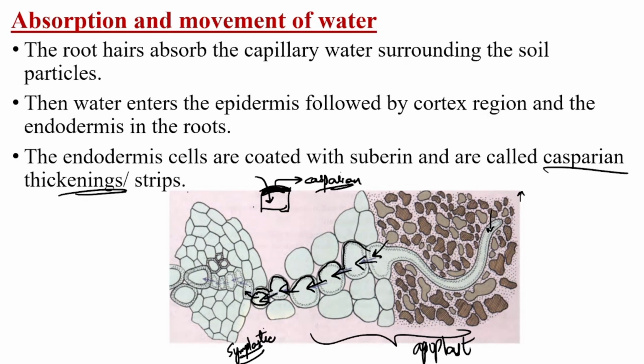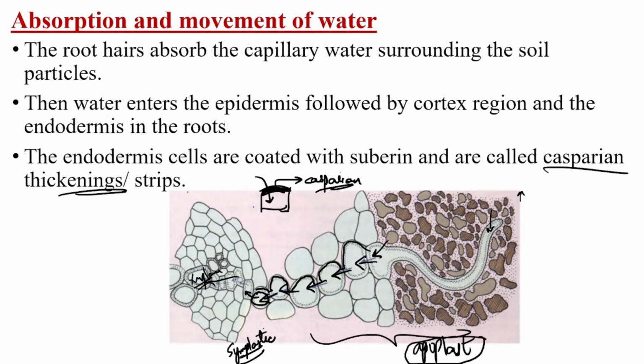From the endodermis it enters into the pericycle and then enters into the xylem cells. And from the xylem of the roots, it enters into the xylem of the stem, from the xylem of the stem to the xylem of the petiole, and finally into the mesophyll cells of the leaf.